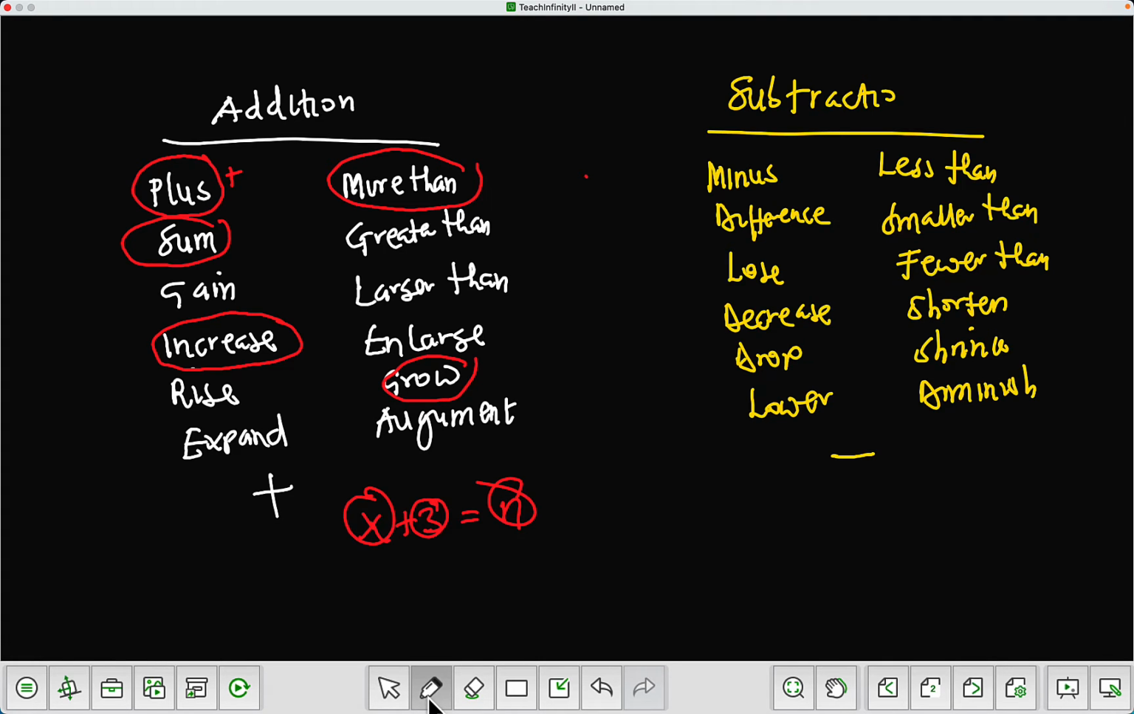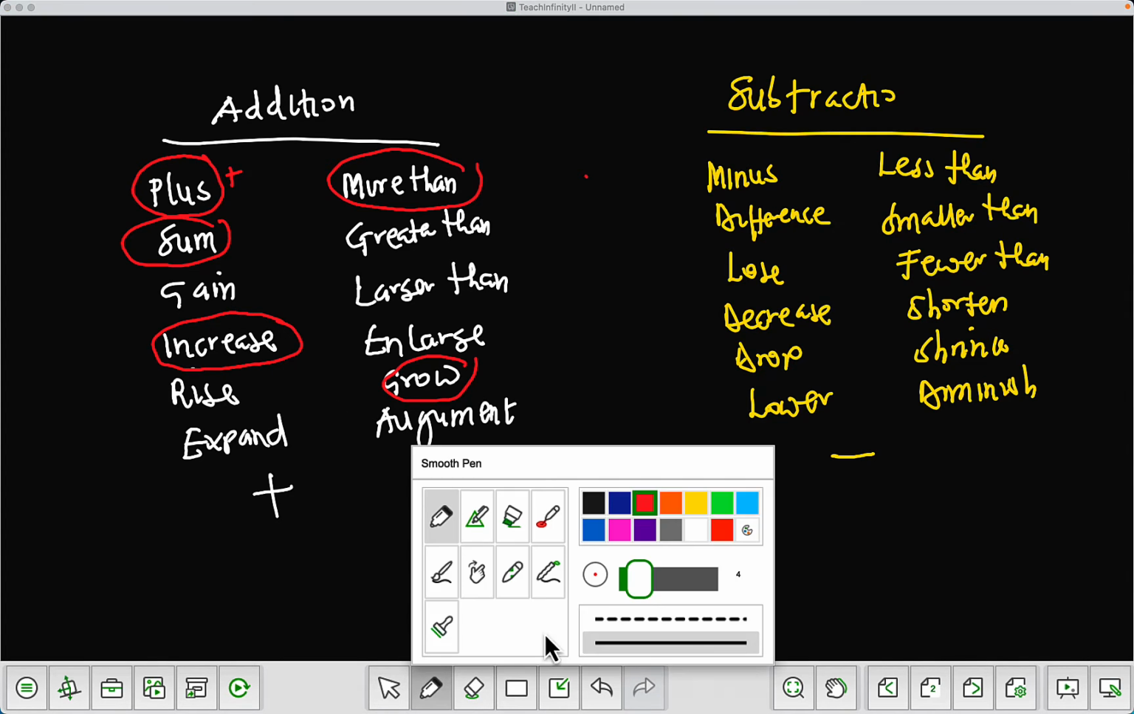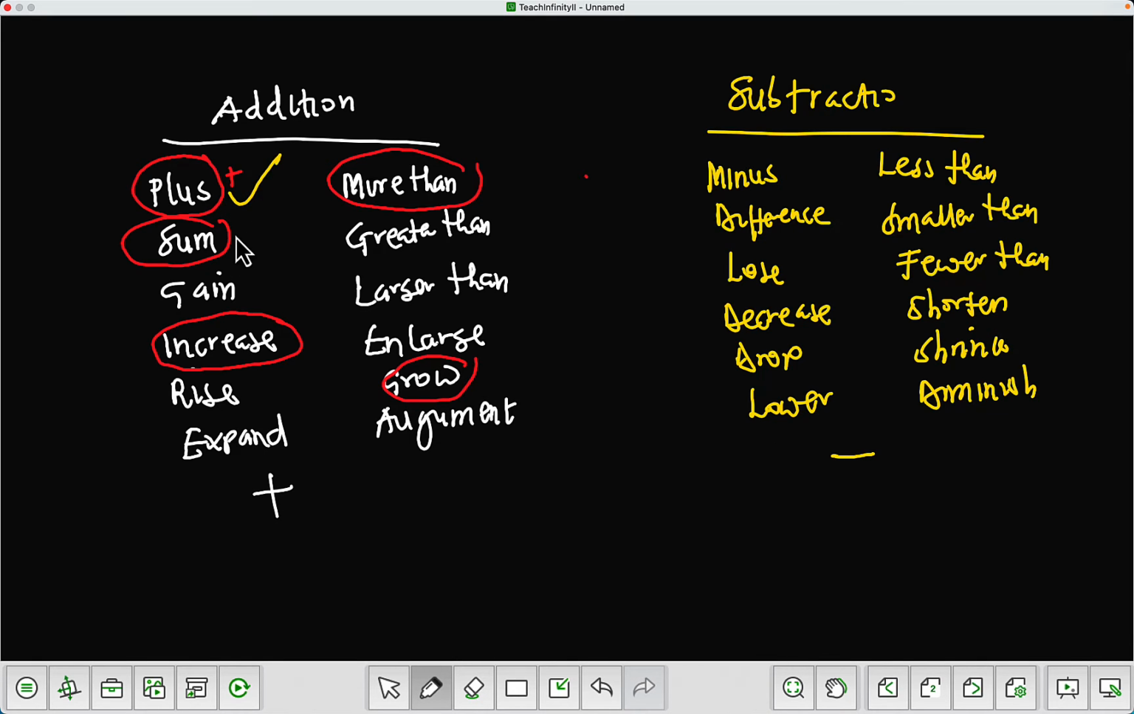So kindly take a minute to look at these vocabularies and how they translate. If you meet any of these, but I want to say that the ones that you meet quite often are plus, sum, gain, increase, rise, more than. Yes, hopefully, right? I think that makes a lot of sense.